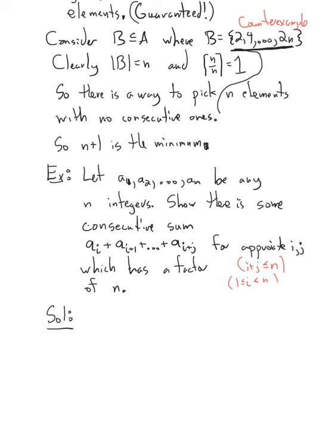So, let's consider the following. Let's start at A1 and go from there. So consider some sums: the first one will be A1, the second one will be A1 plus A2, the third one will be A1 plus A2 plus A3, and we'll just keep going.